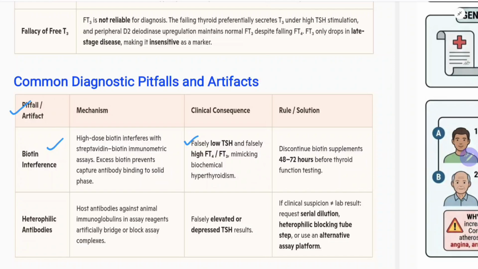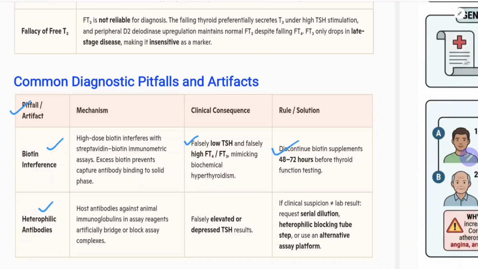So if a patient is on biotin and you are measuring thyroid tests, then you will get a picture of hyperthyroidism. Because of this biotin, you get a picture of hyperthyroidism. That's why biotin should be discontinued at least 3 days before thyroid function testing.